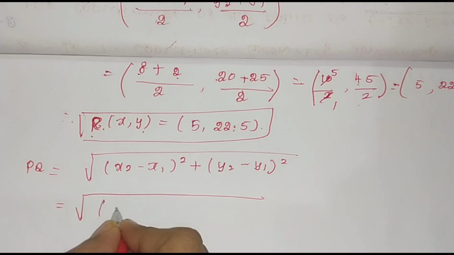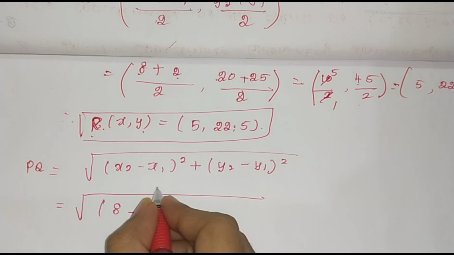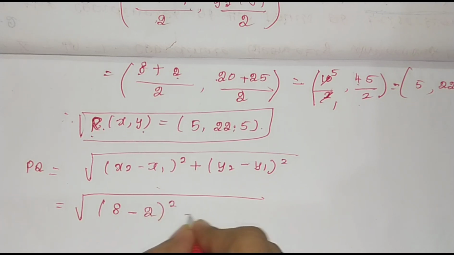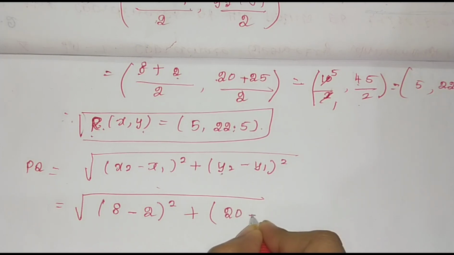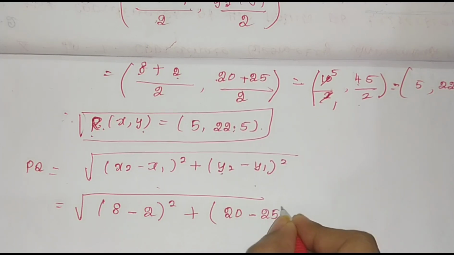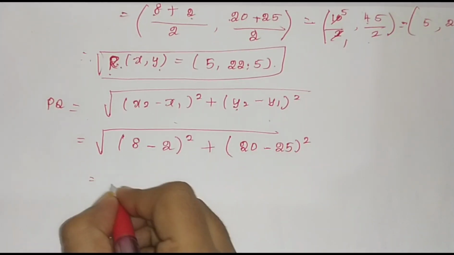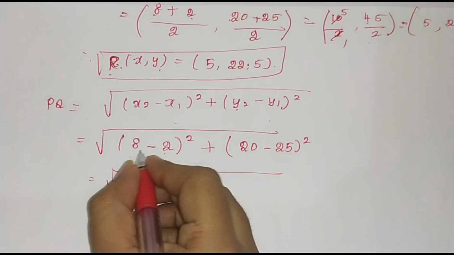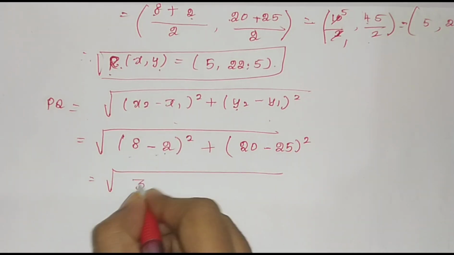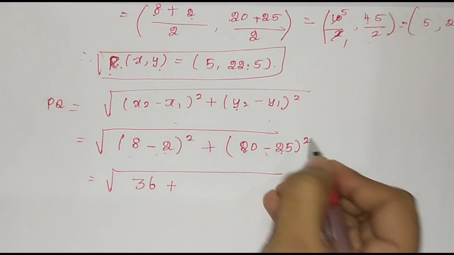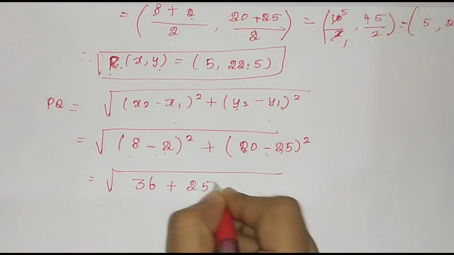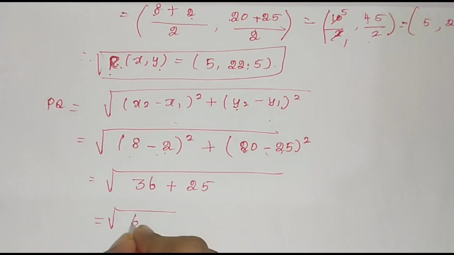Instead of x2 we write 8 minus, instead of x1 we write 2, whole square. You can see the diagram. Instead of y2 we write 20 minus, instead of y1 we write 25, whole square. Now 8 minus 2 is 6, squared is 36, plus 20 minus 25 is minus 5, squared is 25. Adding both, we get root of 61 meters. Therefore the distance PQ equals root 61 meters.